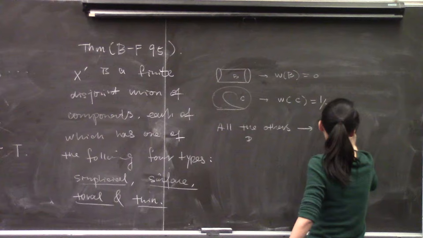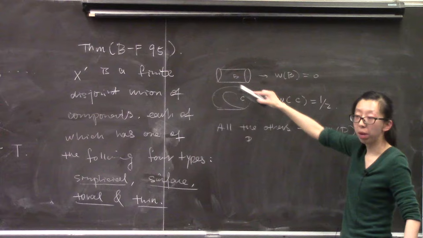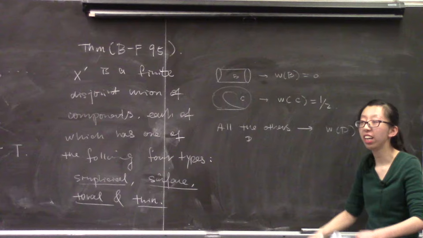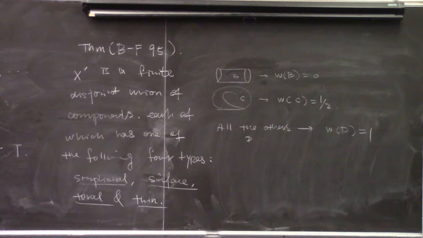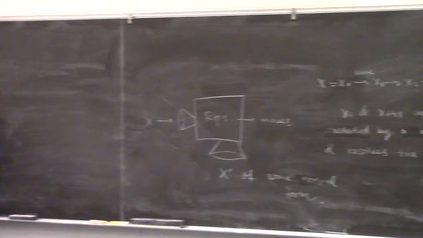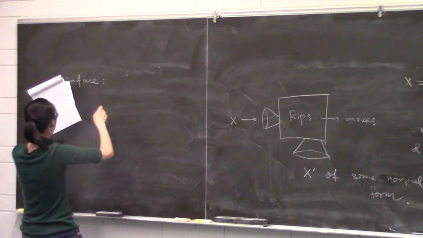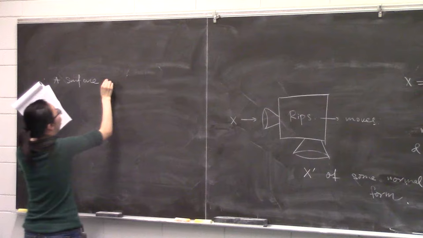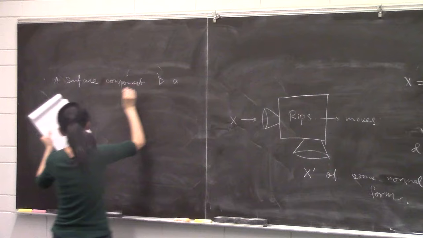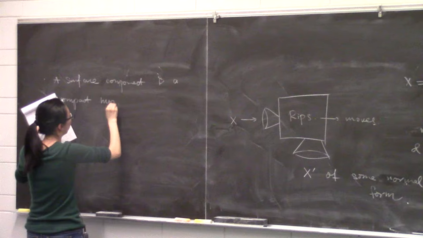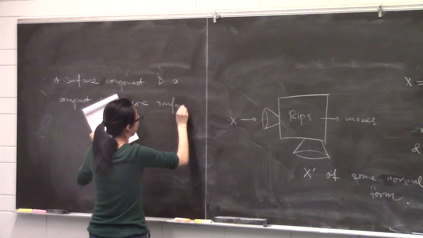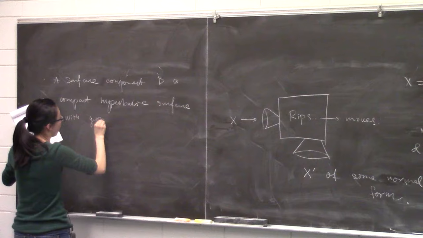So those with zero band, if you look at it in the tree, that would contribute to the edge stabilizer. So if we ignore all those with zero or with 1/2 band, the standard model for surface and toroid would be the following. Okay, so for surface, up to ignoring weight zero and weight 1/2 bands, a surface component is a compact hyperbolic surface with geodesic lamination.